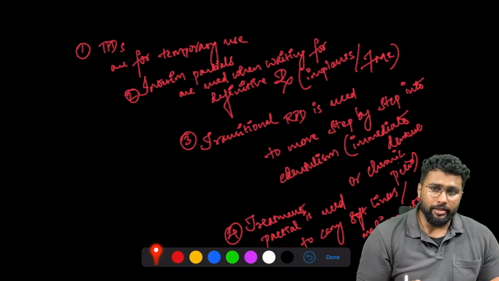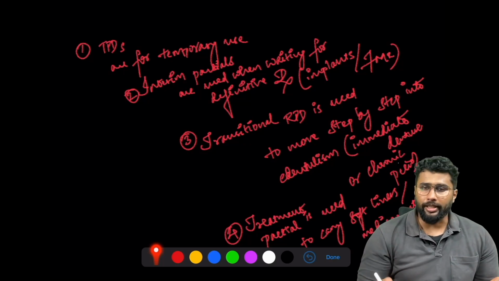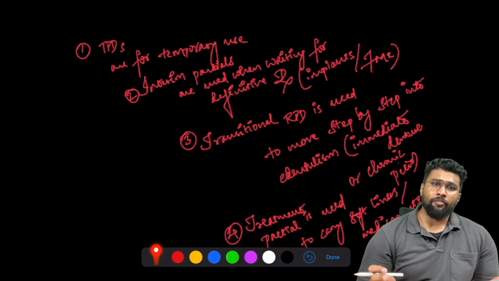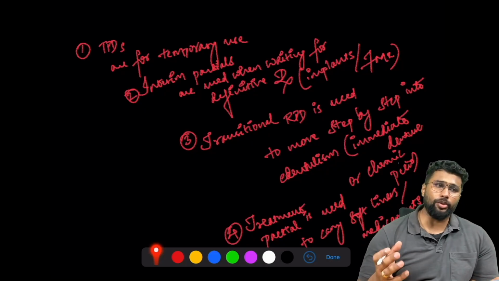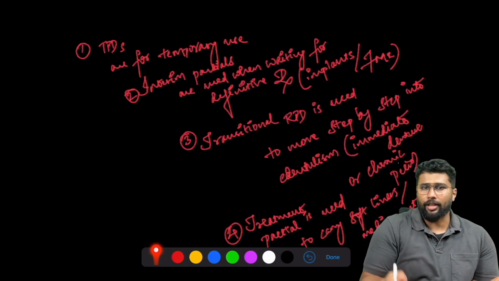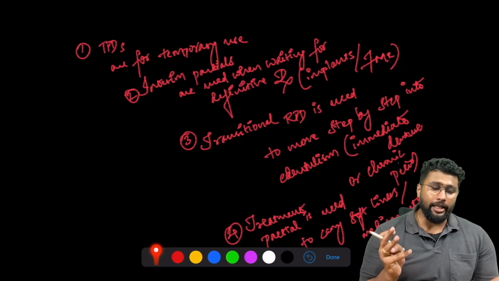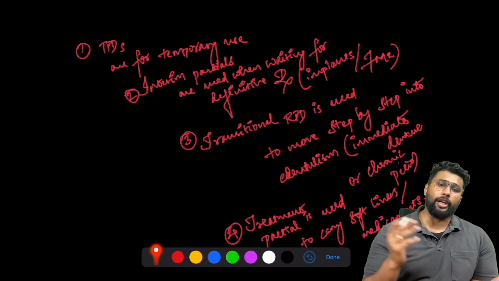So coming back to the types of partial dentures like we saw on the last slide, right? TPD is for temporary use. It's a temporary partial denture, and you use it when the patient needs a stopgap measure. And interim partial dentures are used when the patient is waiting for definitive treatment.